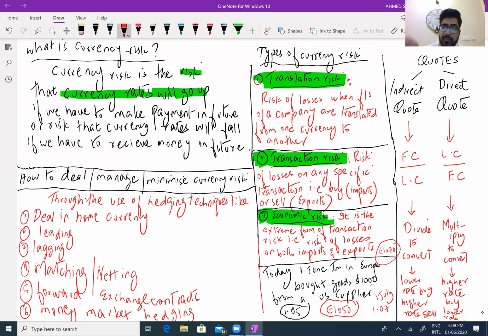So at 1.07 for $1,000, you had to pay 1070. Now, when you came out of the money exchange shop, you thought that when you did the transaction, the rate was 1.05, so you had to pay 1050. But when you actually paid, the rate was 1.07, so you had to pay 1070. How much extra did you have to pay? 20 euros. Was this a loss for you? Yes, this is currency risk: the risk that currency rates will go up if you have to pay.